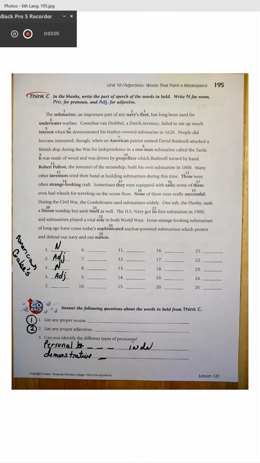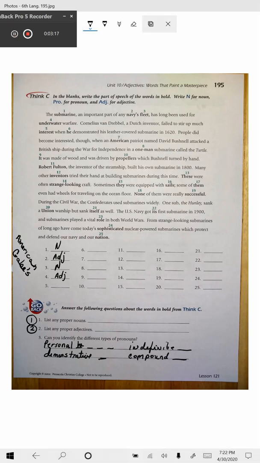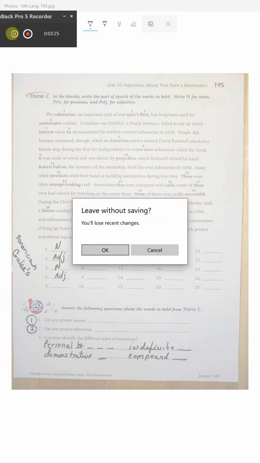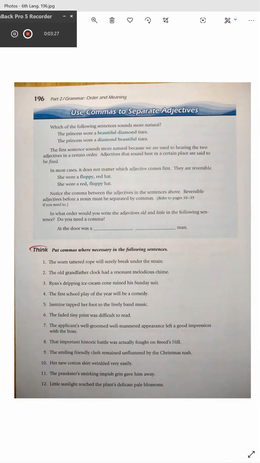That means you don't know the exact number. Indefinite pronoun. And one compound, like herself. The words that end in self or selves. So there's one of those. So you can do this page on your own. Let's flip to the next page.